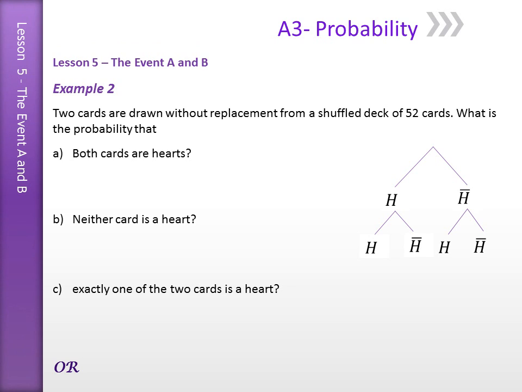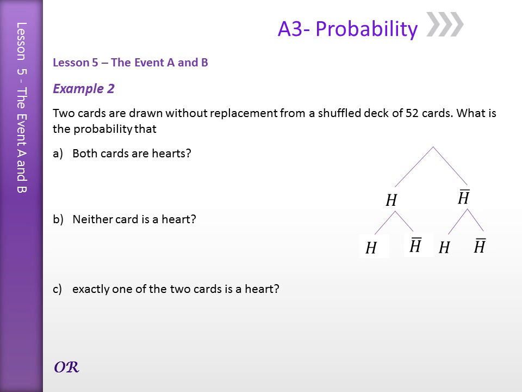Example 2. Two cards are drawn without replacement from a shuffled deck of 52 cards. What is the probability that both cards are hearts? I'm using H here to represent that the card is a heart, and an H bar to represent that the card is not a heart. I'm going to be completing the tree diagram on the right as we go through.